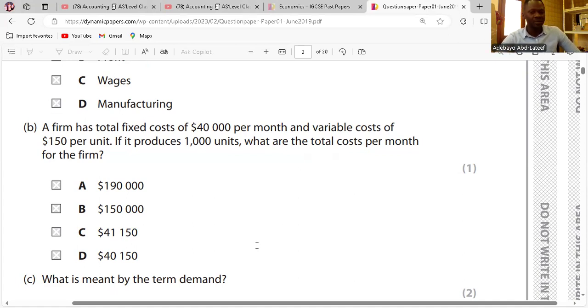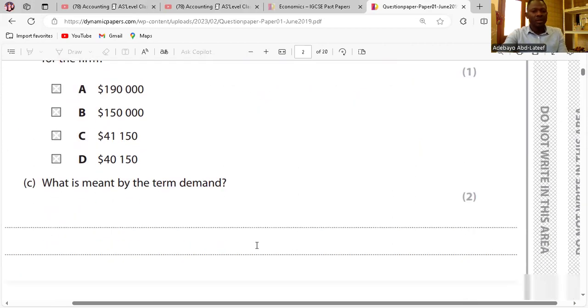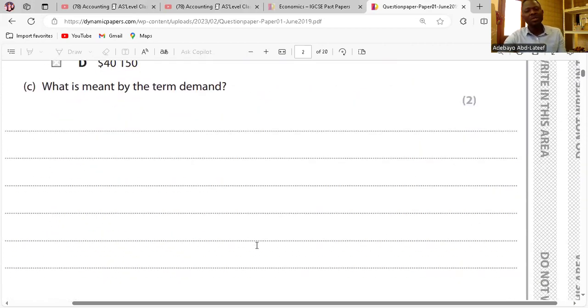So TC is TFC plus TVC. Here we have our FC to be $40,000. Then our VC is 150 per unit, so that means 150 multiplied by 1,000 units, which is $150,000. So we say TC is FC plus VC. That means 40,000 plus 150,000, which is 190,000. So the answer is A. Clear?